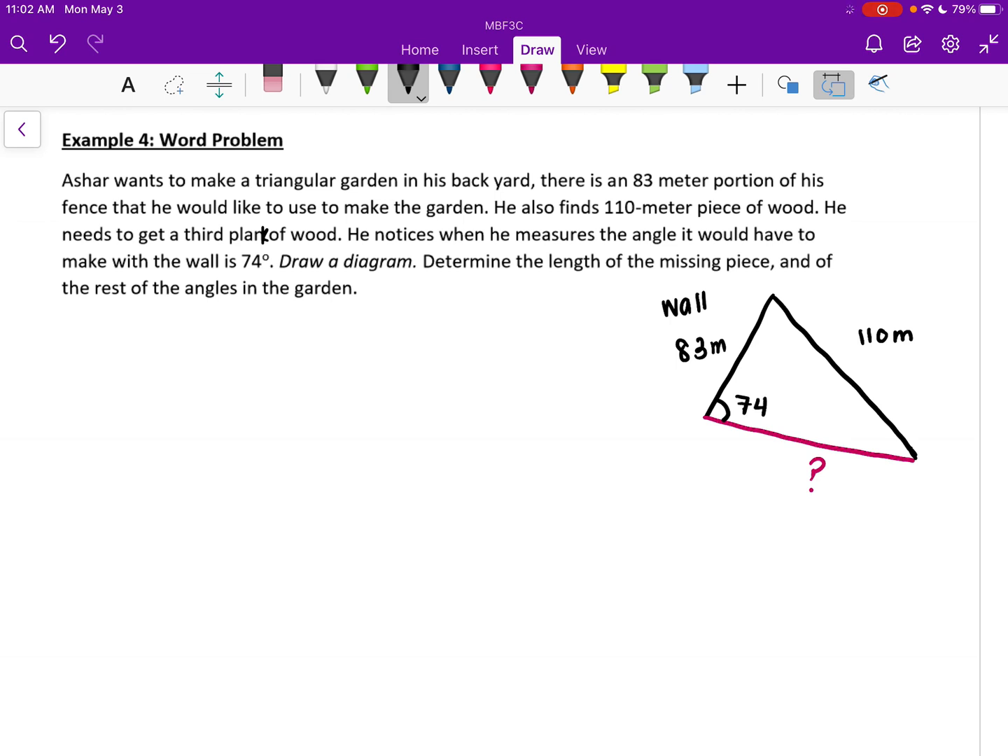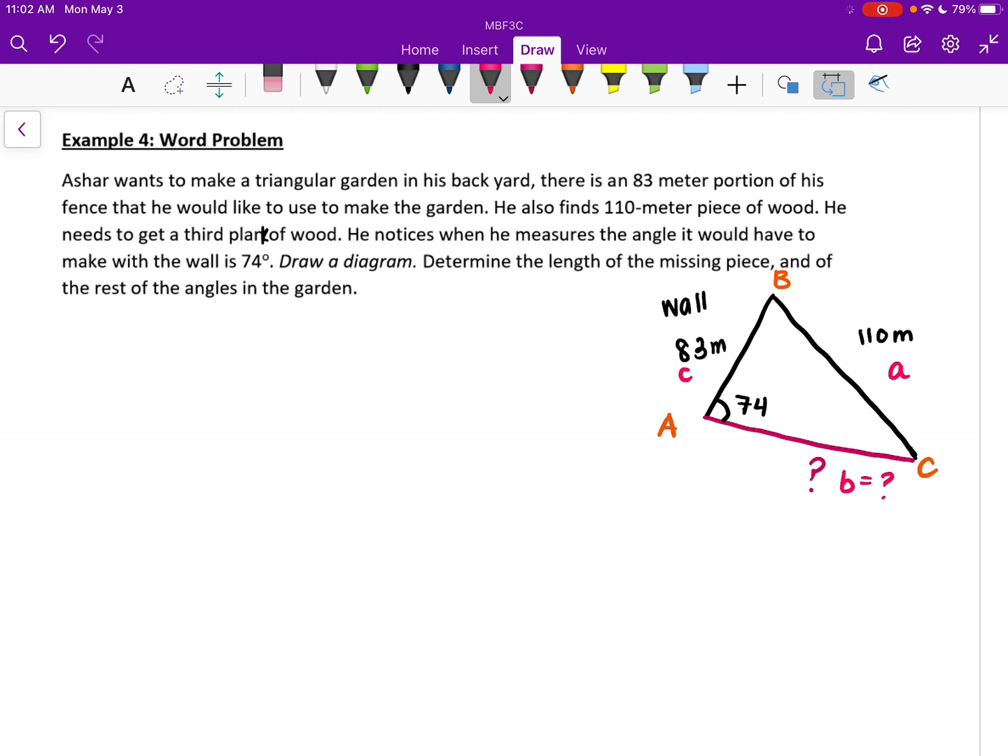Right? So I'm just going to go in and label this. I'm going to say A, B, and C, right? So that I have values that I can work with. So I'm just going to say, okay, this is A, this is C, and then this is B. So essentially, I'm looking for what is side B, and what is angle B, and what is angle C.